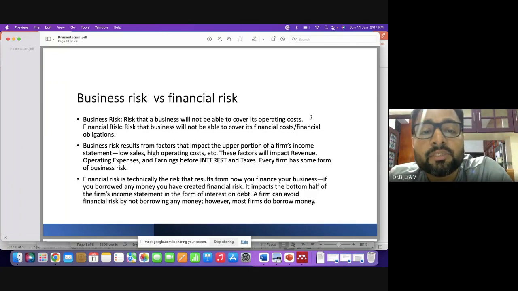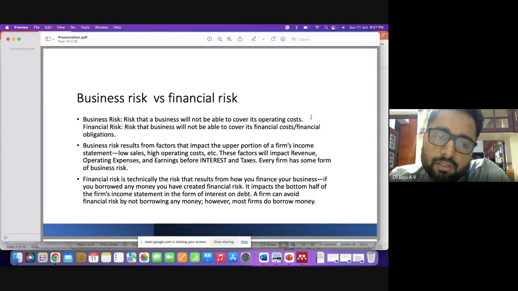Okay. So business risk means the risk that the business will not be able to cover its operating cost. If the company is not able to cover its operating cost, the company is in business risk, because the company is in operating loss, right? Financial risk is the risk that the business will not be able to cover its financial cost or financial obligations.